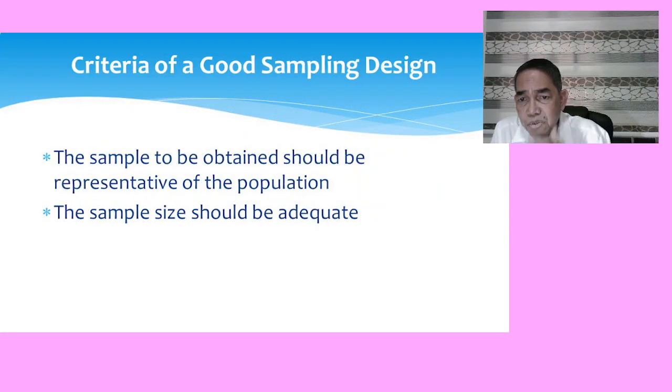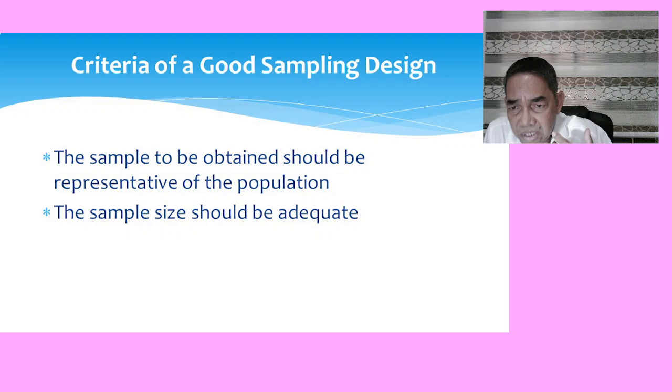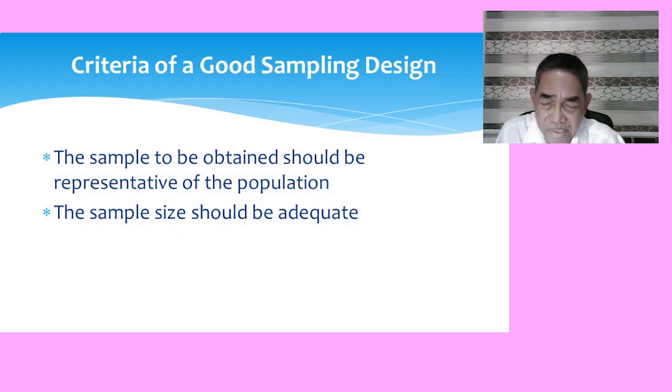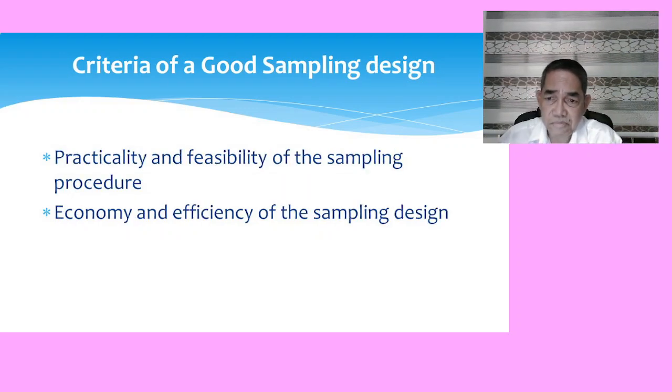So let's try now to discuss the criteria of a good sampling design. The sample to be obtained should be representative of the population. A good sampling design will give a sample that will be representative of the target population, and the sample size should be adequate. So these are the criteria of a good sampling methodology or sampling design. It should be practical and feasible, and it should be economic and efficient. So these are the criteria for a good sampling design.